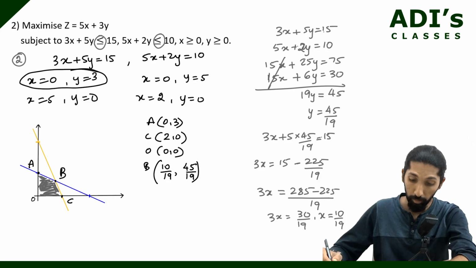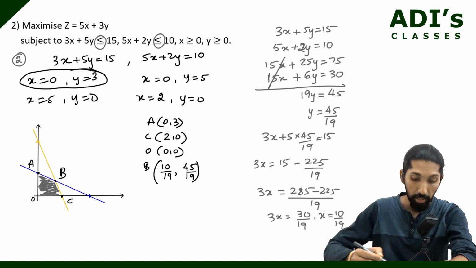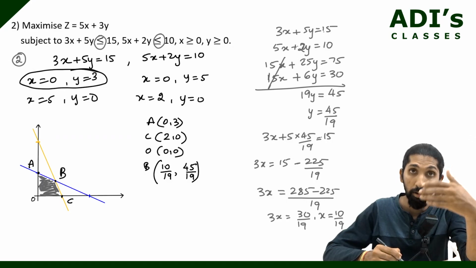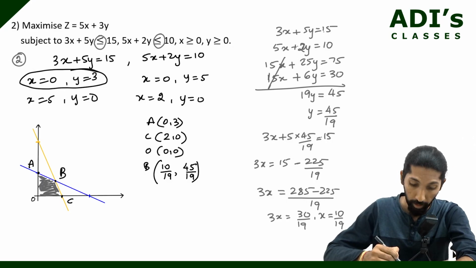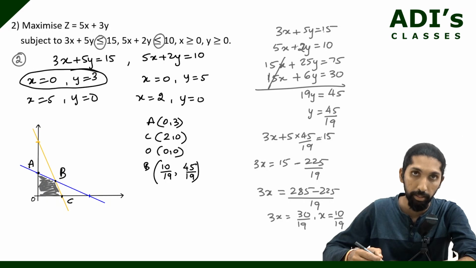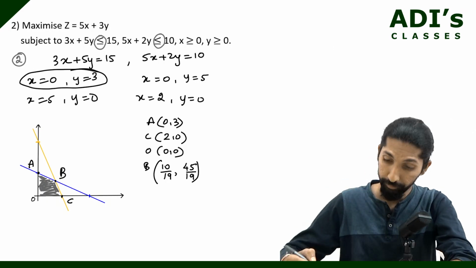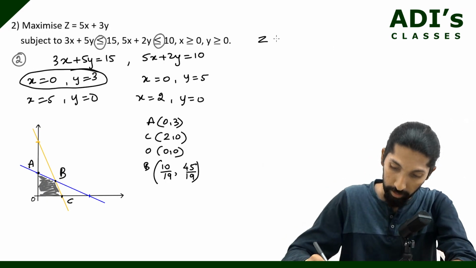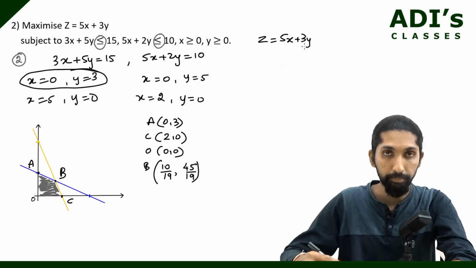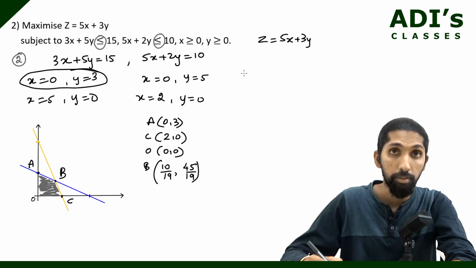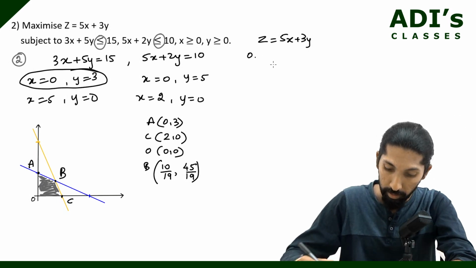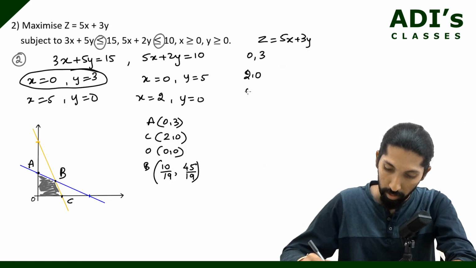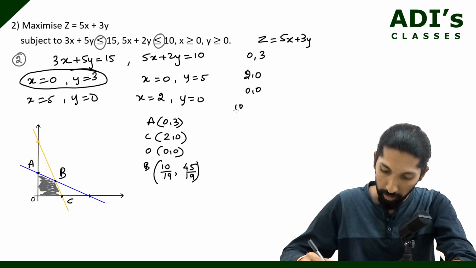Correct? Now what is the next point? We need to put this in the maximizing part, that is the objective function, to figure out which is going to give us the maximum value. Correct? Now let's substitute. See, my function z is equal to 5x plus 3y. Correct? Now put the values. Now we have the points. First is 0, comma 3. Next you have 2, comma 0, 0, comma 0, 10 by 19, comma 45 by 19.